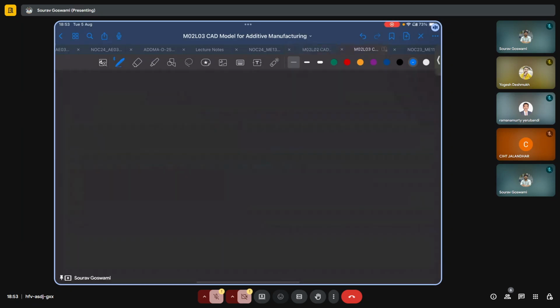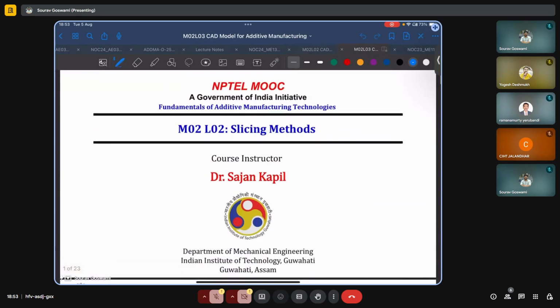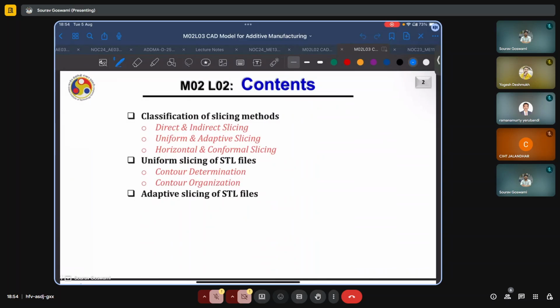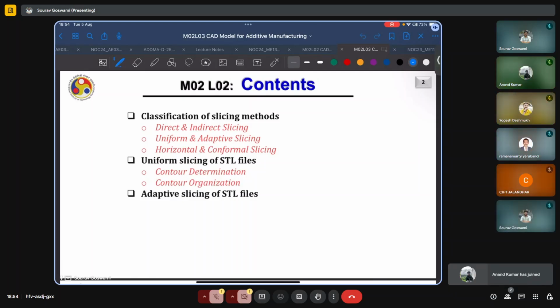Now let us quickly move on to the second lecture for this week, which dealt with slicing methods. In this lecture, the topics that were stressed were the classification of slicing methods, such as whether they are direct or indirect, whether they are uniform or adaptive in nature, and whether they use horizontal layers or conformal layers for slicing. Then we discussed the uniform slicing of STL files in great detail because in most commercial applications, it is the process which is most commonly used, and that can be done through contour determination and contour organization.